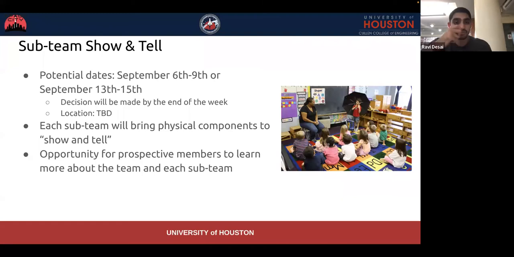The main reason for having this event is for each sub-team to bring physical components to, quote unquote, show and tell. This is mainly for prospective members to learn more about the team and each sub-team, so that prior to filling out our application, they'll have a better idea of which members are on each sub-team and who they connect with the best.